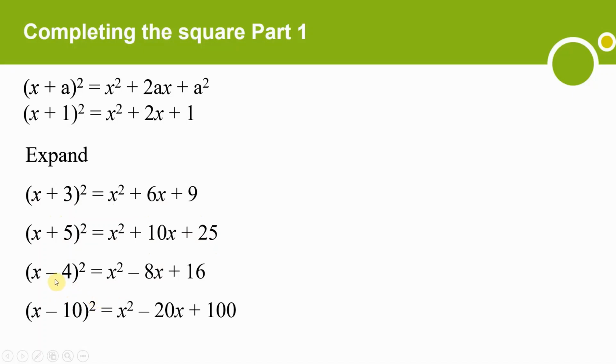The next part, the negative part, we need to be careful. So negative 4 times 2 is negative 8, and then negative 4 squared is positive 16. And lastly, negative 10 times 2 is negative 20, and then negative 10 squared is 100. Right? I believe this should be quite simple.